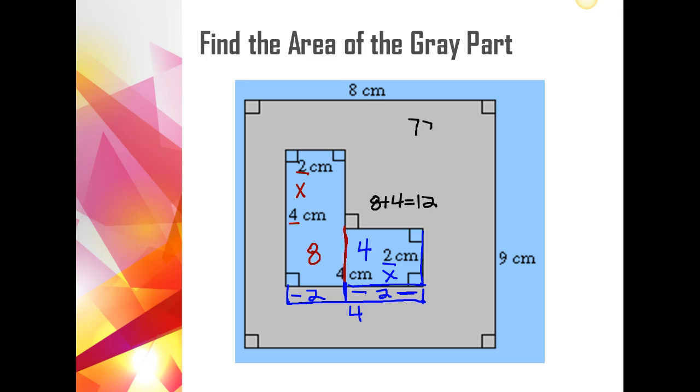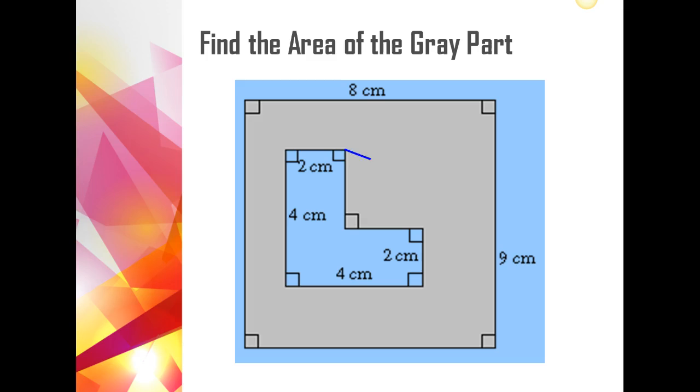To find the area of the gray part, we will again subtract 12 from 72 for an answer of 60 centimeters squared. A third way we might calculate the area of the composite figure is to turn it into a complete square. We know that each side of the square is 4 centimeters, so the area of the complete square is 16 centimeters squared. We next need to subtract the area of the part we added on to complete our square.